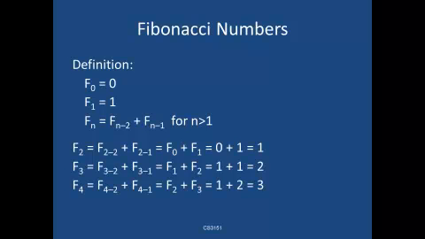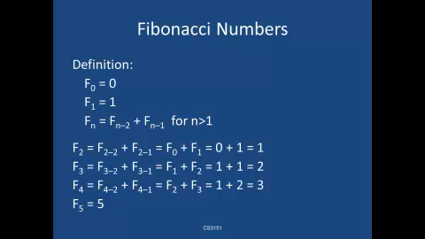F sub 4 is f sub 2 plus f sub 3. Since f sub 2 is 1 and f sub 3 is 2, f sub 4 is 3. Try to calculate yourself f sub 5. You should get 5. Now let's develop a recursive method that receives as parameter the subscript of the wanted Fibonacci number and returns the value of that Fibonacci number.